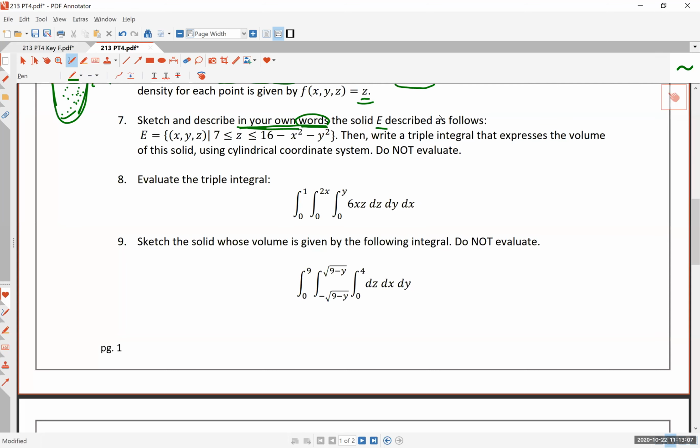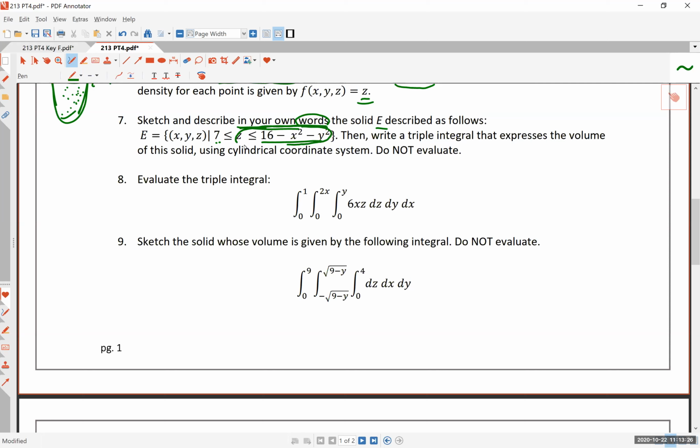The solid E is described as below. Okay, so E is the solid where Z is between 7 and this. Okay, what is that? And then write a triple integral that expresses the volume of this solid using the cylindrical coordinate system. Now, what do you do when you see a problem like this?